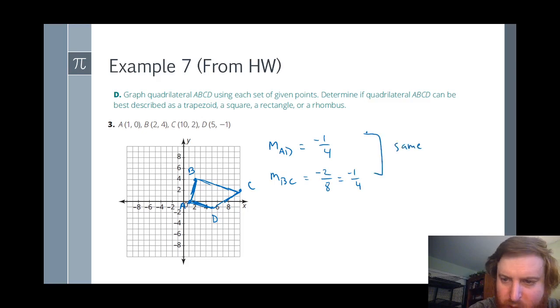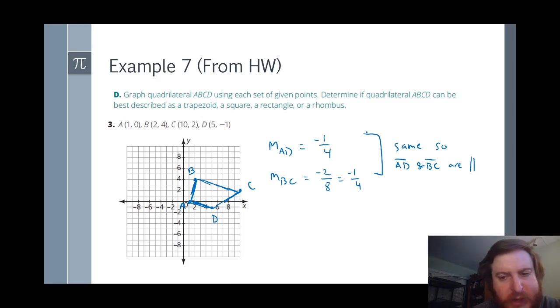So what we can say is AD and BC, when you name lines, you put a line over them, are parallel. If you want to shortcut that, just use the parallel symbol. Now, this didn't tell me it's a trapezoid yet, right? I can look at the graph and tell that AB and CD aren't parallel, but you need to show that mathematically.